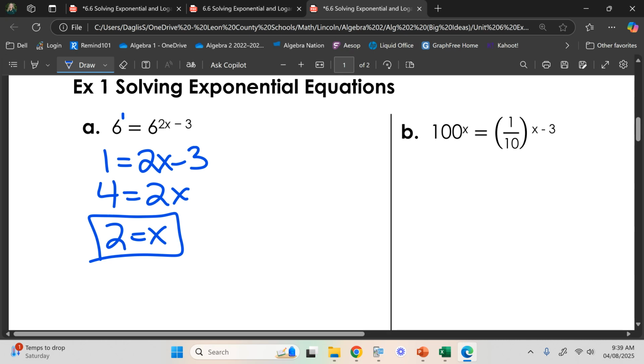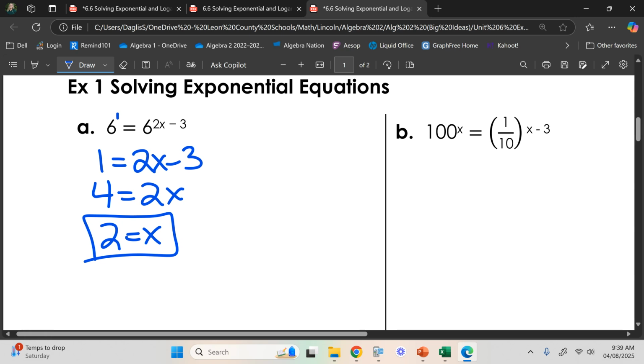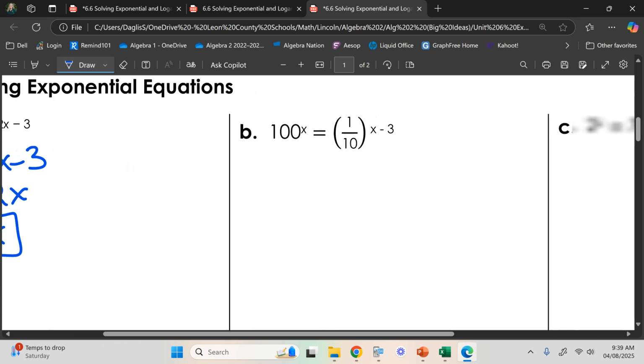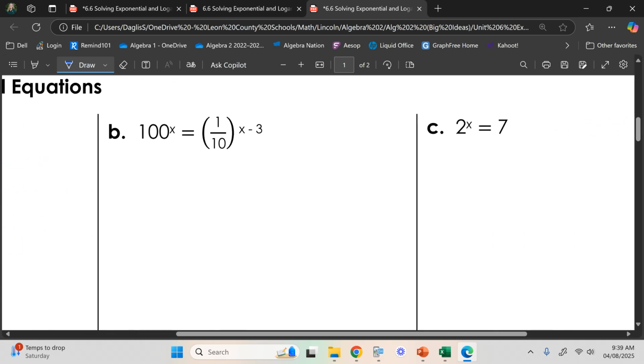All right, part B over here. I have 2 bases, I have 2 exponents, but my bases right now are not the same. I have 100 and I have 1 over 10 as bases. But I could rewrite them as having a base to an exponent. How can I rewrite 100 to have a base raised to an exponent?